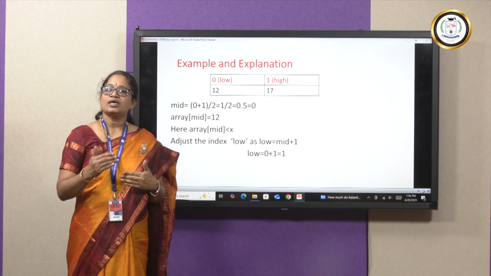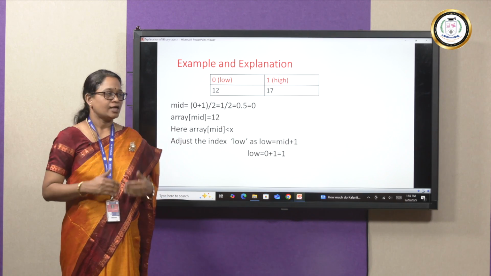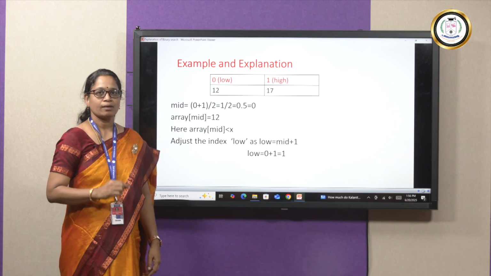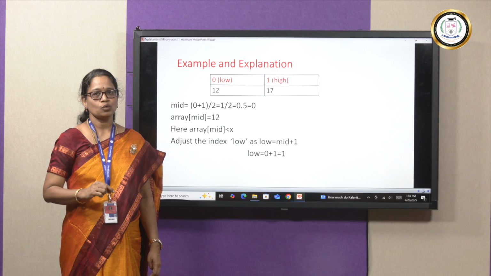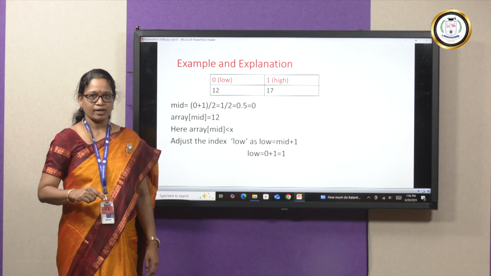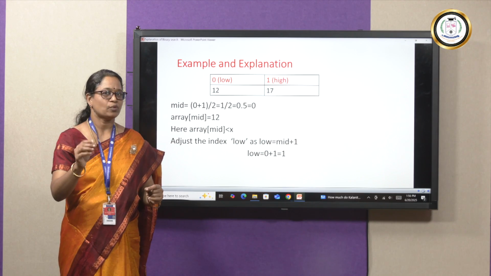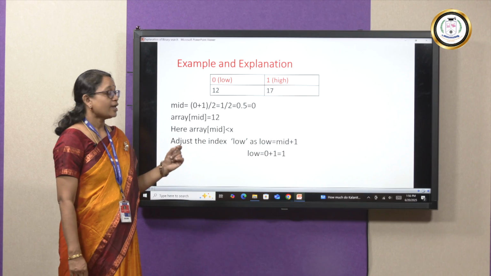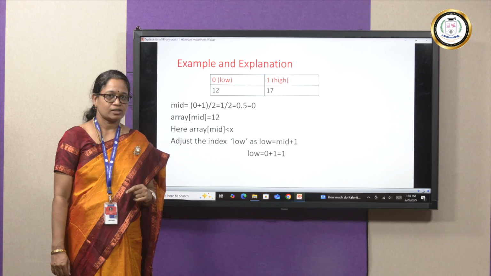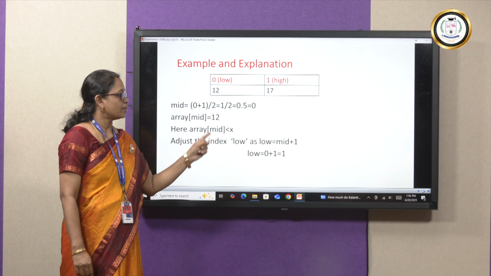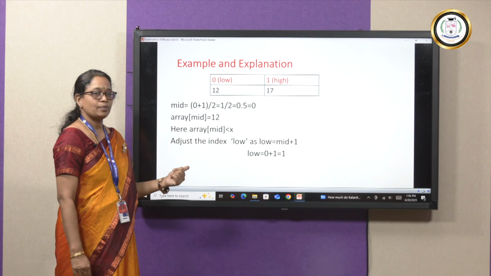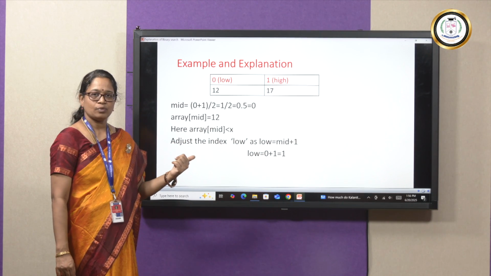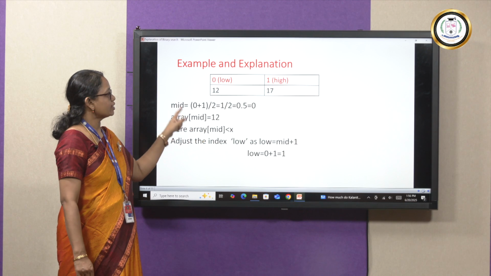So again we repeat the process once again. Find the middle element, mid equal to (0 plus 1) by 2. So 1 by 2 equal to 0.5, which is equal to 0, since we take only the integer part. Now the middle element is 12. Here we find that the middle element is lesser than the target element 17. So now we have to adjust the lower index, low equal to mid plus 1, that is 0 plus 1, which is equal to 1.